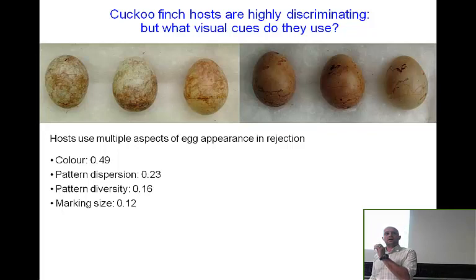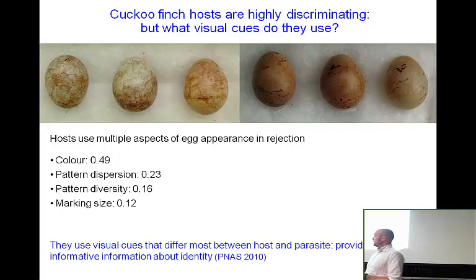But perhaps what's most interesting about this is that these specific features of egg appearance are precisely those features which differ most between real cuckoo finch eggs and the host's own eggs. So what they're doing is something very sensible. They're using the most reliable information about egg appearance to determine which is the parasite egg and which is their own.